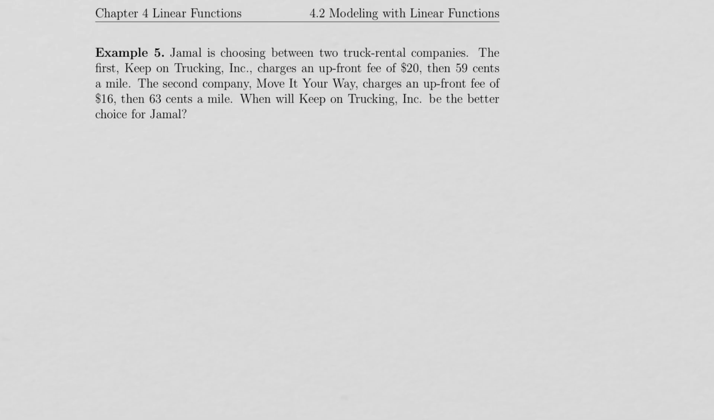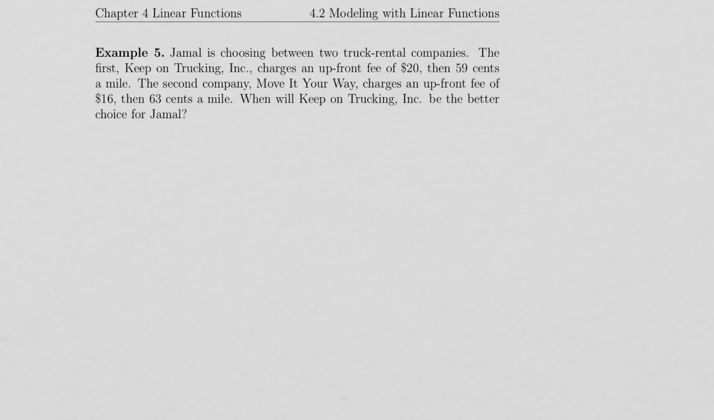So it says Jamal is choosing between 2 truck rental companies. The first, Keep On Trucking Incorporated, charges an upfront fee of $20, right? That's like if no miles are driven, you still have to pay $20. That's like the initial cost, or kind of like our y-intercept. And then 59 cents per mile. Okay, so $20 up front and then 59 cents per mile.